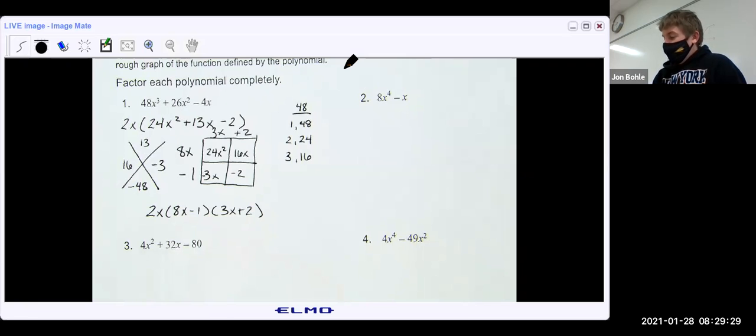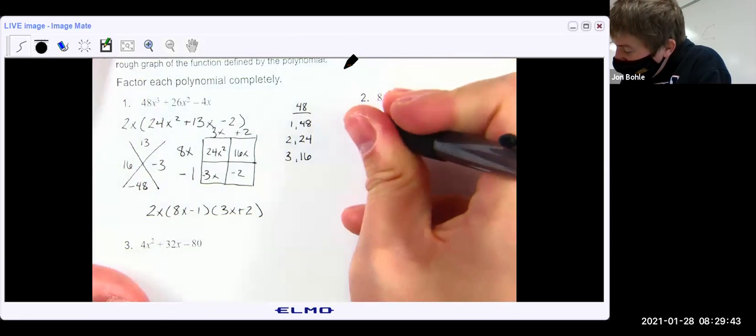Okay, let's do number 2. Number 2, again, we start with the same thing over and over and over again. You're not listening if you cannot answer the question of what do we do first. Because it's greatest common factor. What's greatest common factor here? It is x. So I'm going to take an x out.